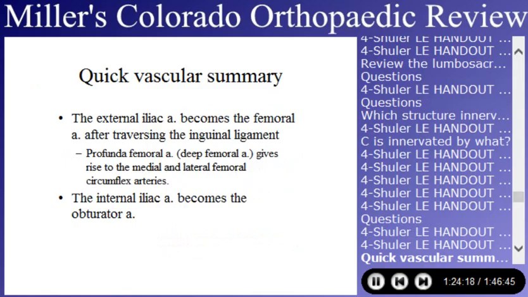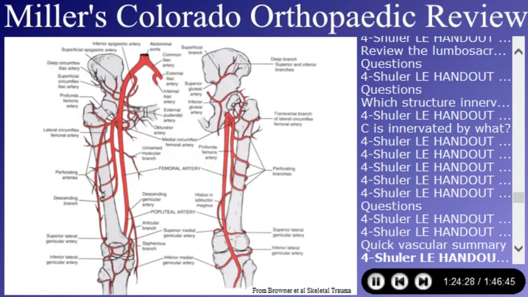Quick vascular summary. External iliac becomes the femoral artery after traversing the inguinal ligament. Profunda femoris artery gives rise to the medial and lateral femoral circumflex arteries. Medial femoral circumflex is the one to know. It goes up, then curves around, goes up to the lateral epiphyseal artery, which supplies your head. And we're going to cover the blood supply to the head here. Internal iliac becomes the obturator artery. Shown here on diagram from Browner's text.